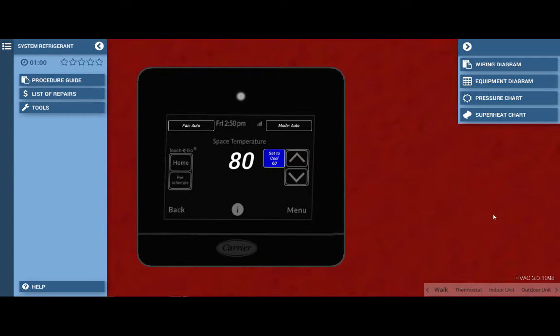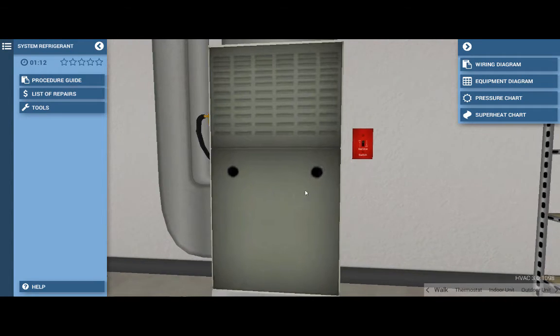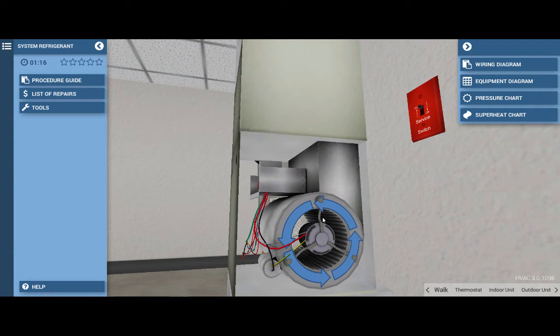To begin with, we're going to take a brief inventory of which electrical loads are running. So we're going to start at the indoor unit. Click on the indoor unit icon here at the bottom right. And if you have speakers, you can hear that the indoor blower is running. If you don't have speakers, you can still verify this by clicking on the side door. And there's a convenient blue arrow graphic provided that indicates that the indoor blower is running.